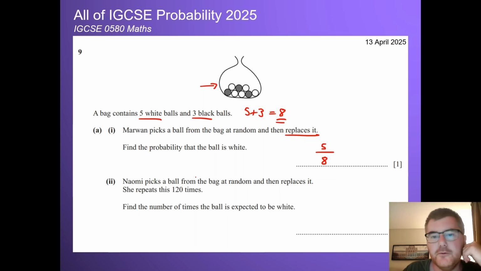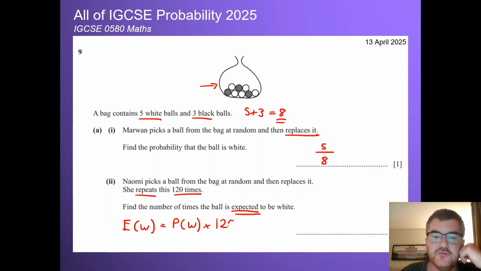So Naomi picks a ball from the bag at random and then replaces it. Aha, she repeats this, again I'm looking for these keywords, 120 times. Find the number of times the ball is expected, important word, to be white. Now to work out any expectation, all we do is take the probability, so probability of white in this case, and times it by the number of times. So in this case 120. So that gives us then 5 over 8 times 120.